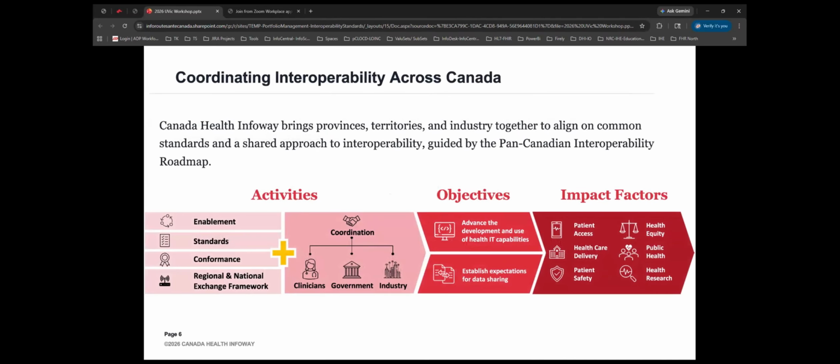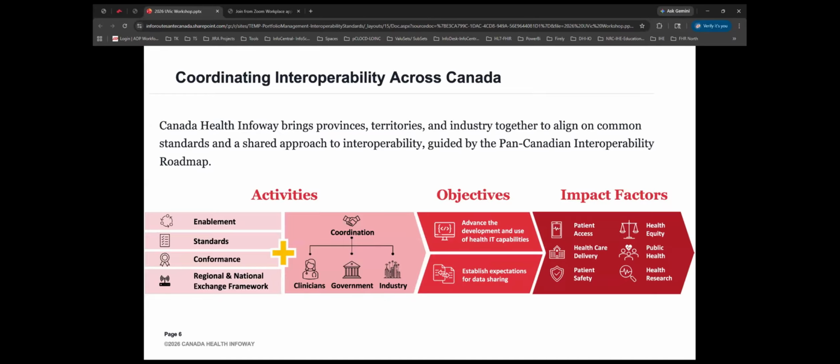All right, so I think that gives you a sense of who we are. I'd like to talk now about what we actually do. So at InfoWay, we work across provinces, territories, clinicians, and industry to align on common standards and how health data gets shared. This is all guided by our pan-Canadian interoperability roadmap.